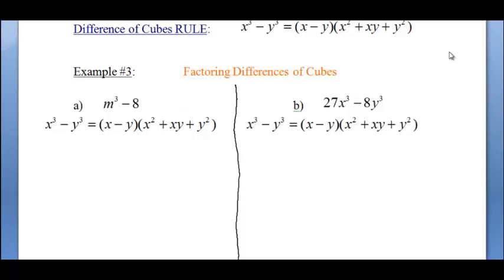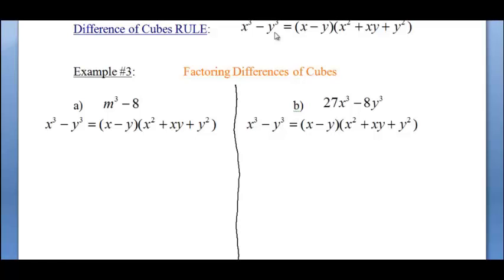We'll next look at factoring the difference of cubes. Here we have x cubed minus y cubed equals x minus y times the quantity x squared plus xy plus y squared. A perfect cube is what multiplied times itself 3 times gives you x cubed, and that would be x times x times x. And now what cubed gives us y cubed, and that would be y. So that would be y times y times y would give us our y cubed.